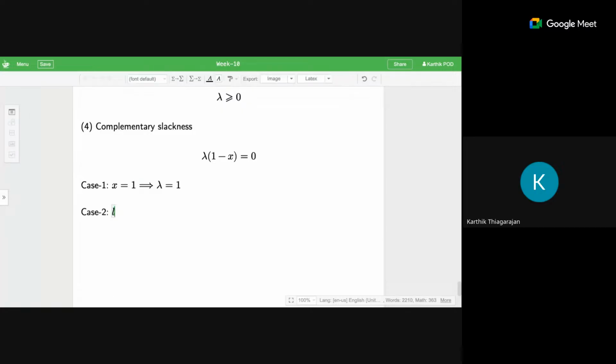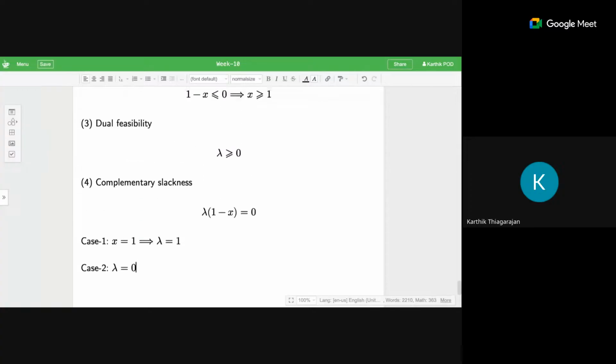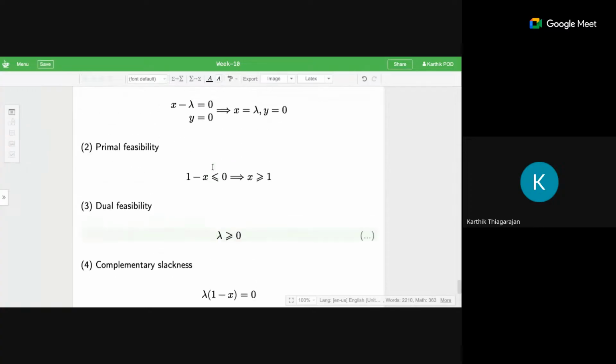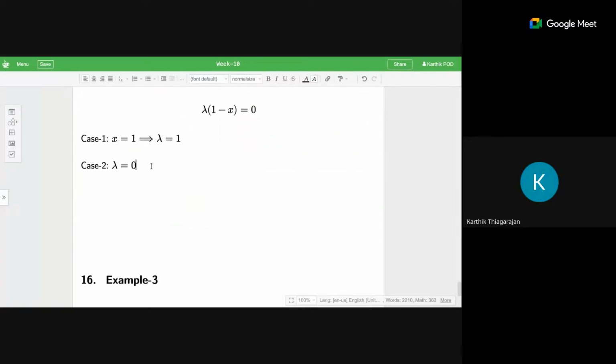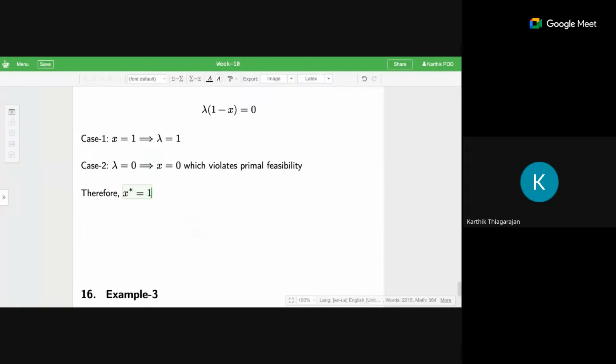Let's also look at the other case. Lambda is 0. If lambda is 0, this is fine, this is fine. For now it seems fine, but if you go back here, you are in trouble. Why are we in trouble? We'll get x equal to 0, which violates the second condition. So lambda equal to 0 implies x equal to 0, which violates primal feasibility. Therefore we are justified in concluding that x star equals 1.